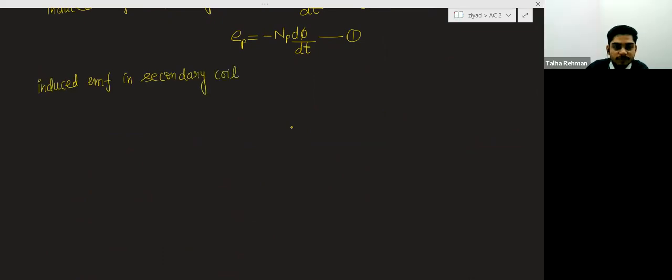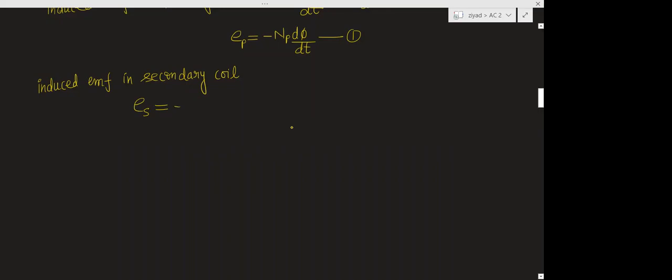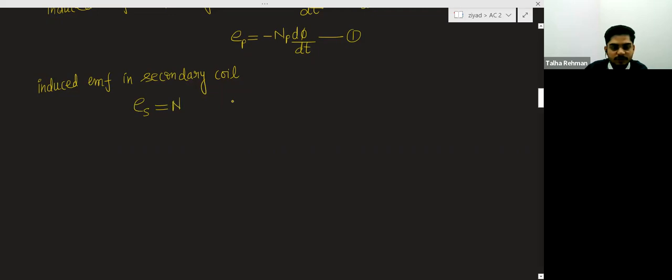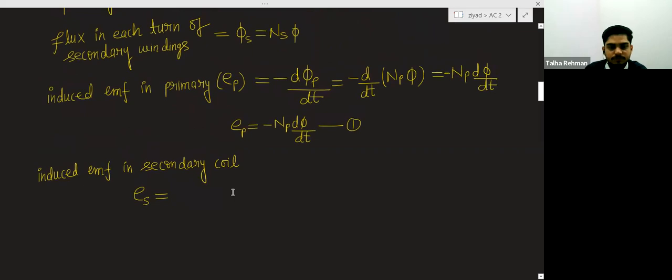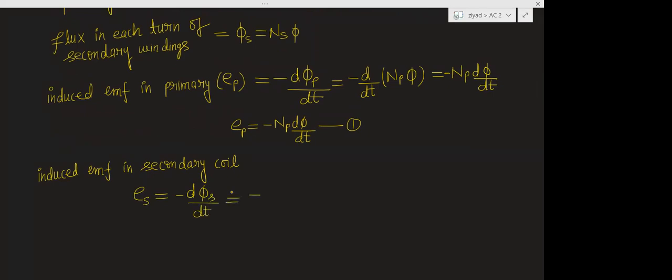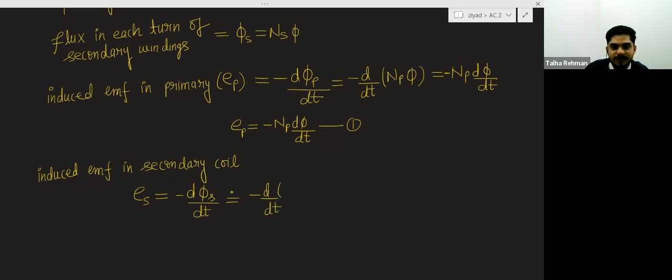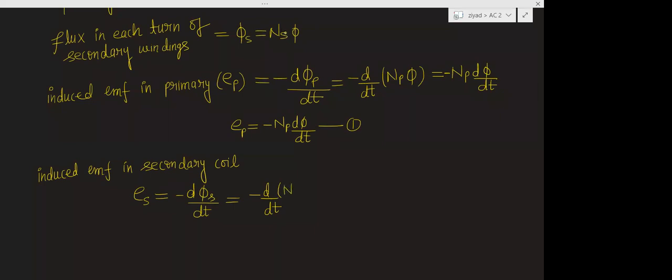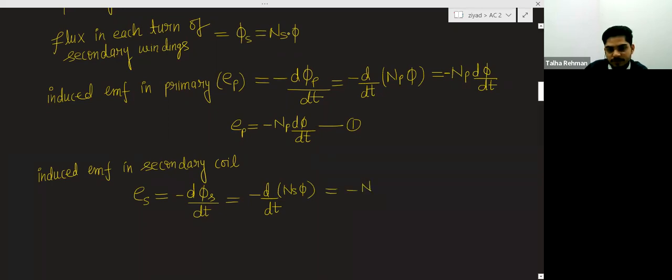Secondary coil means that is ES, and this is given by the number of turns in the secondary coil, Ns, into the change in flux in the secondary coil divided by dt. So Es is equal to minus d by dt of Ns into phi, which becomes minus Ns d phi by dt. So Es is equal to minus Ns d phi by dt. This is your equation number two.